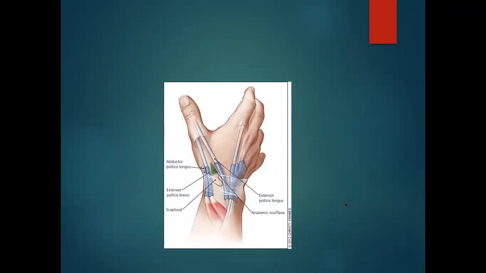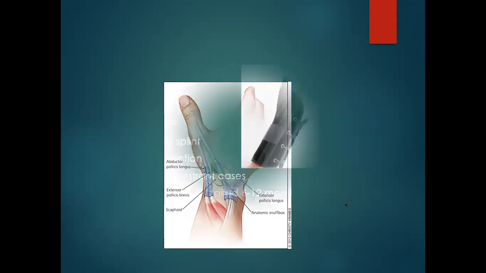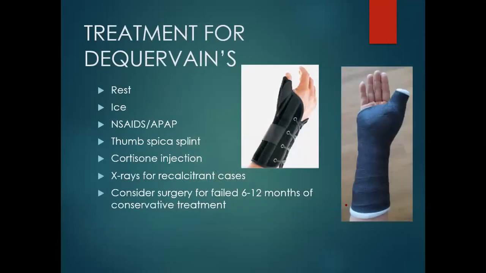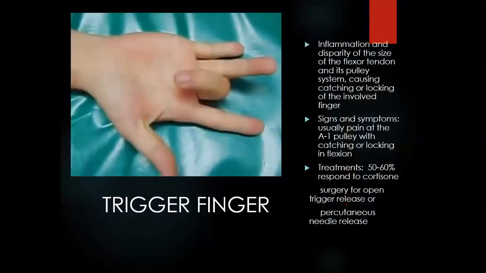You can do injections, you can do corticosteroids, you can put them in a wrist brace, basically all these things. If it's recalcitrant, then you can x-ray them, you can refer them to ortho, and if it's not working, then they may consider treatment with surgery.